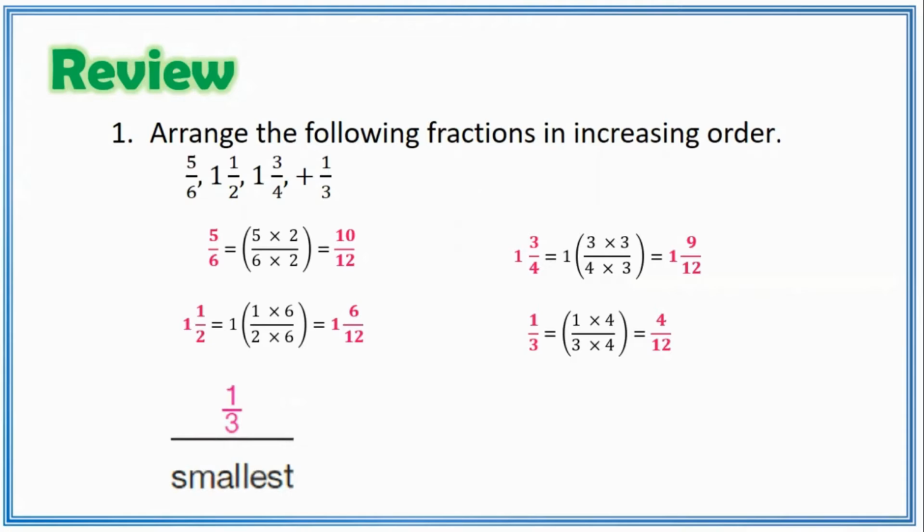And among these fractions, the smallest is 4 out of 12 or 1 out of 3, followed by 10 out of 12 or 5 out of 6. And then 1 and 6 out of 12 or 1 and 1 out of 2. And the greatest number is 1 and 9 out of 12 or 1 and 3/4. Very good.